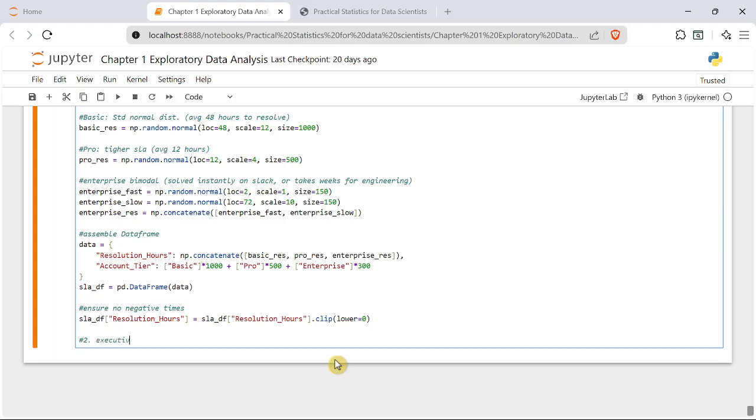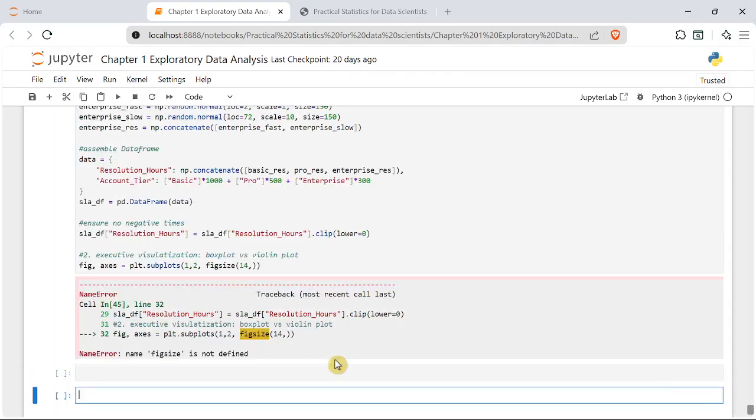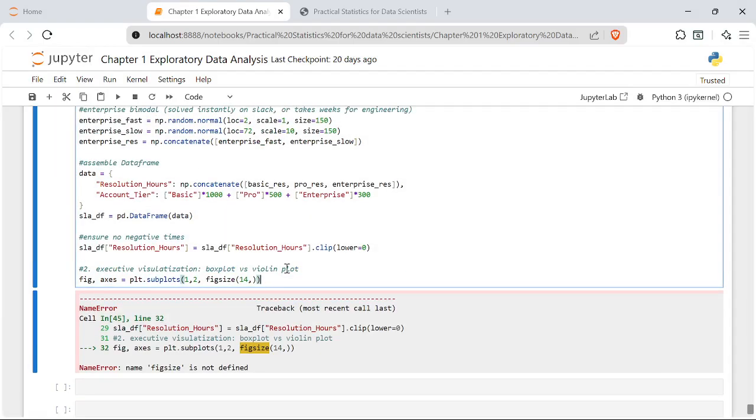Now the executive visualization, box plot versus violin plot. fig, axes equals plt.subplots(1, 2, figsize equals 14, 6). Figsize is not defined, so figsize equals (14, 6).